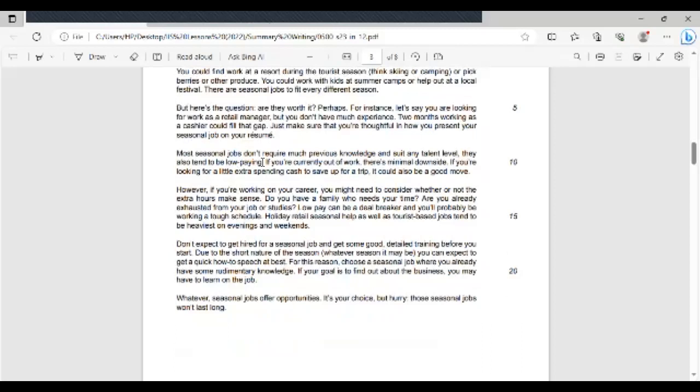They also tend to be low paying. If you're currently out of work, there's minimal downside. If you're looking for a little extra spending cash to save up for a trip, it could also be a good move. However, if you're working on your career, you might need to consider whether or not the extra hours make sense.